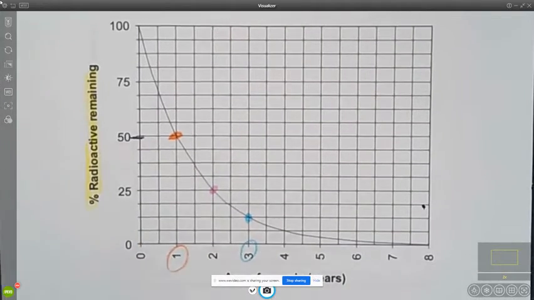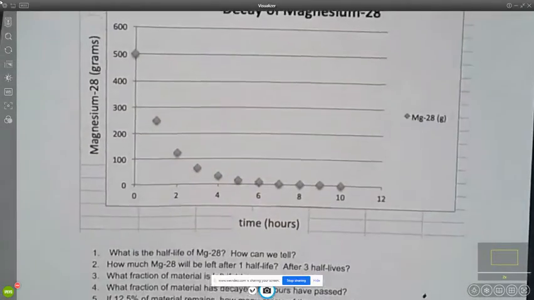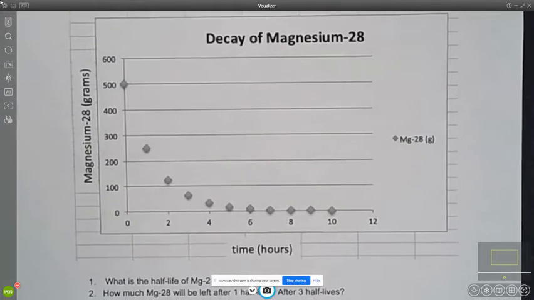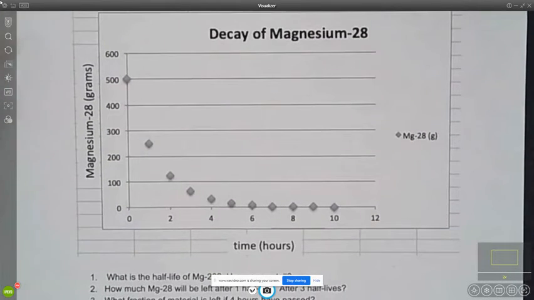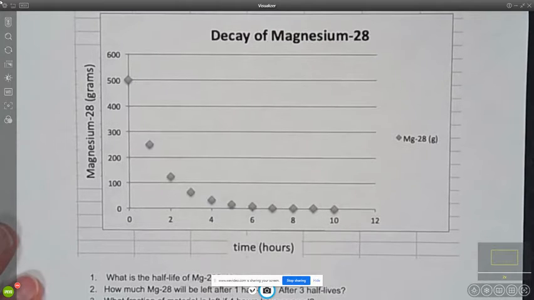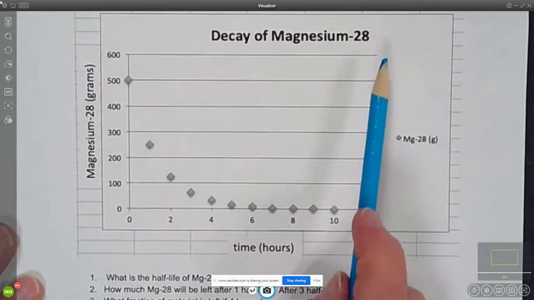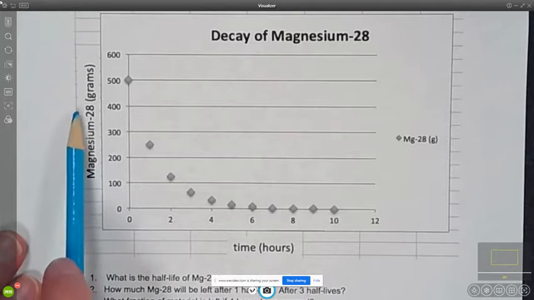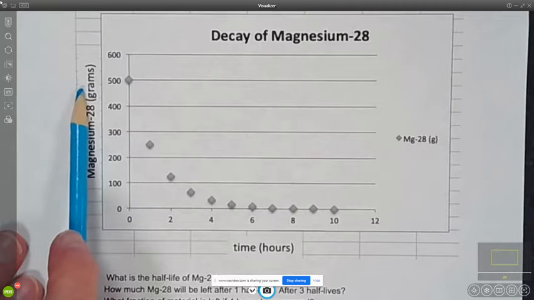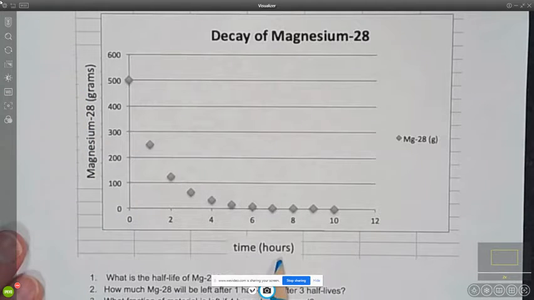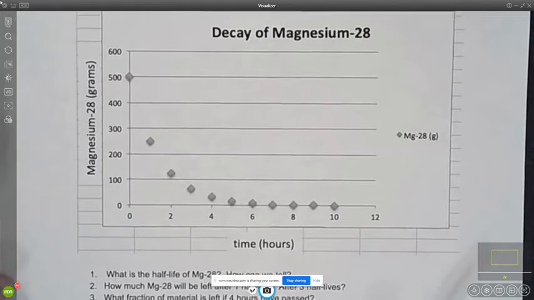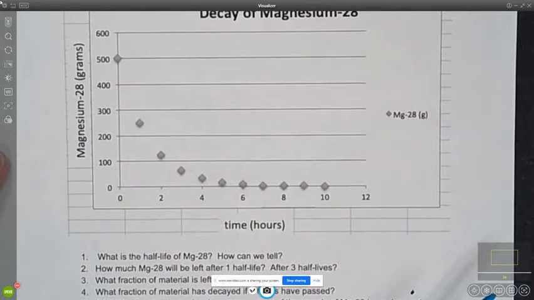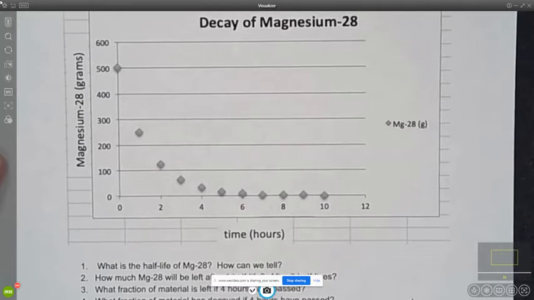So how do we see this and answer some questions on a graph dealing with a particular substance here? So here I have magnesium 28. That's its mass of 28. It's the isotope that we're dealing with. So over here, I've got the mass in grams. We want to look at that unit. And here's time in hours. So our first question says, what is the half-life of this magnesium 28, and how can we tell?